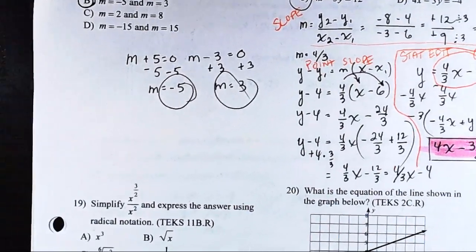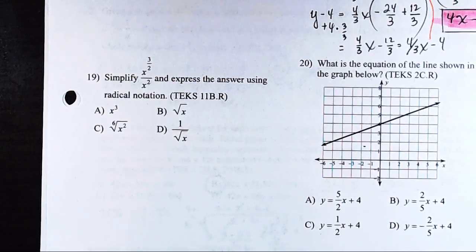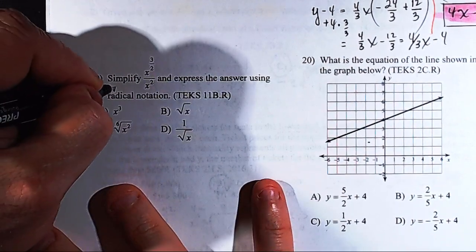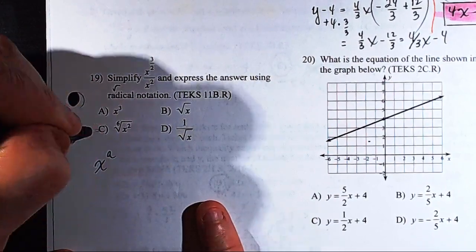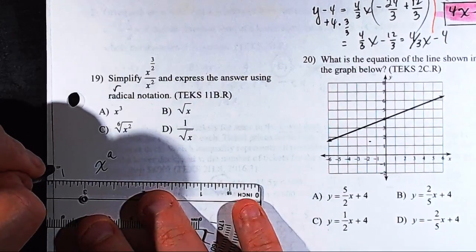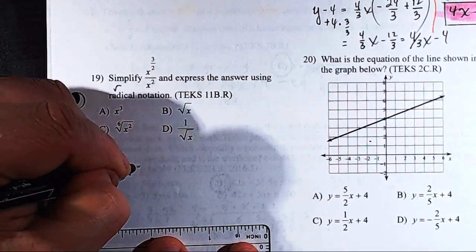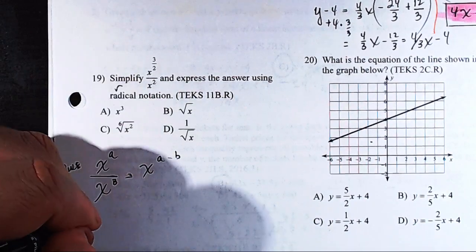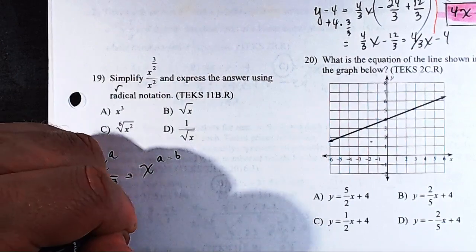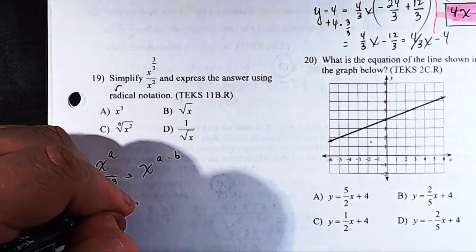All right. Number 19. Simplify x to the 3 halves over x squared and express the answer using radical notation. Radical means square root. So x to the 3 halves. Remember, if you have x to the a, here's the rule, the quotient rule for exponents. x to the a over x to the b, you have x to the a minus b. All right. So now we have x to the 3 halves minus 2.